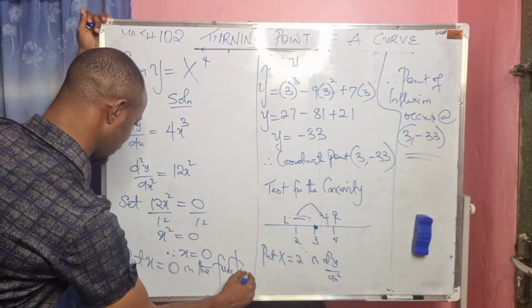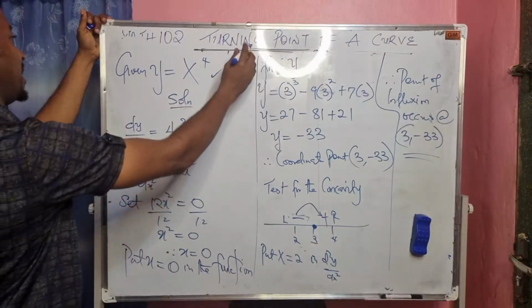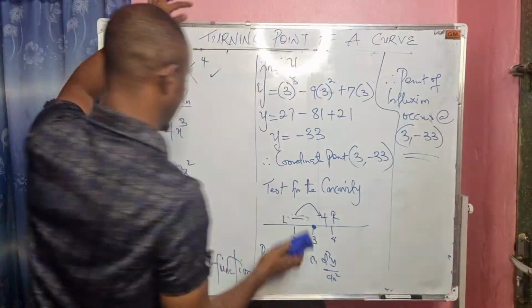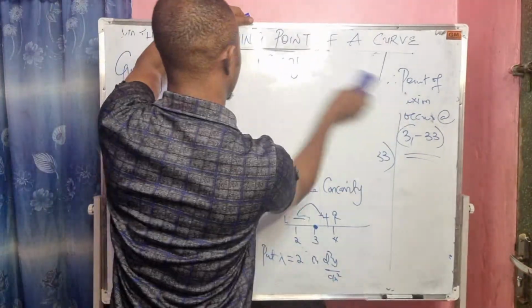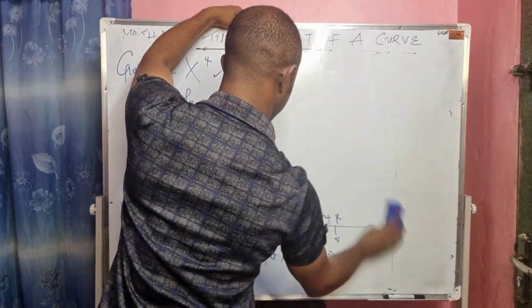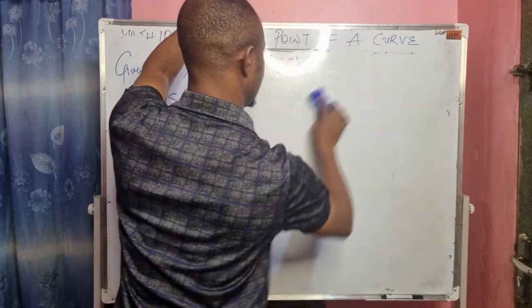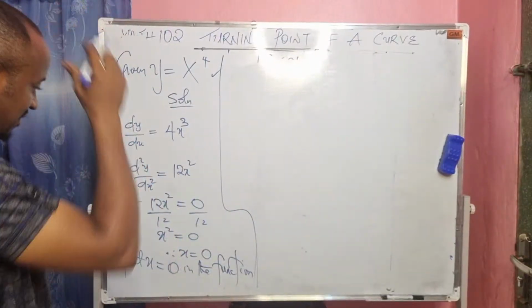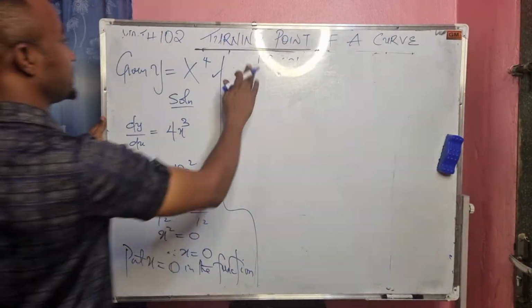The function we have here is y equals x to the power of 4. So let's see what the result will be. Sorry, this board is very small. Please manage, you guys should manage with me.